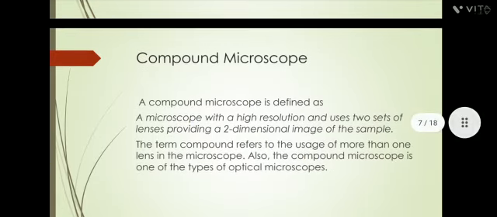Compound microscope. A compound microscope is defined as a microscope with high resolution that uses two sets of lenses, providing a two-dimensional image of the sample. The term compound refers to the usage of more than one lens in the microscope. Also, the compound microscope is one type of optical microscope.